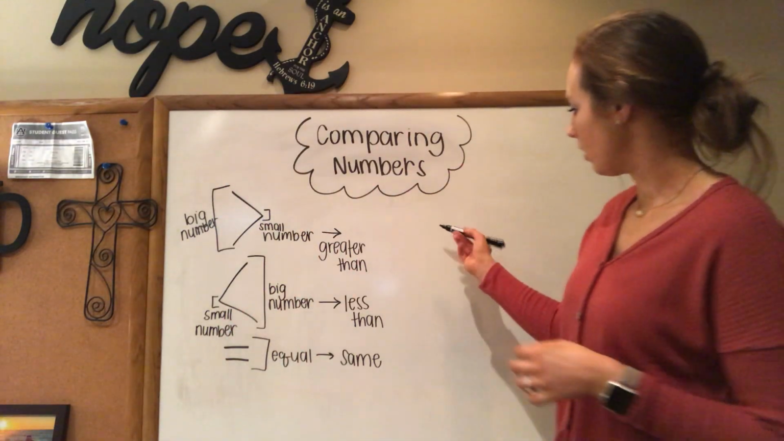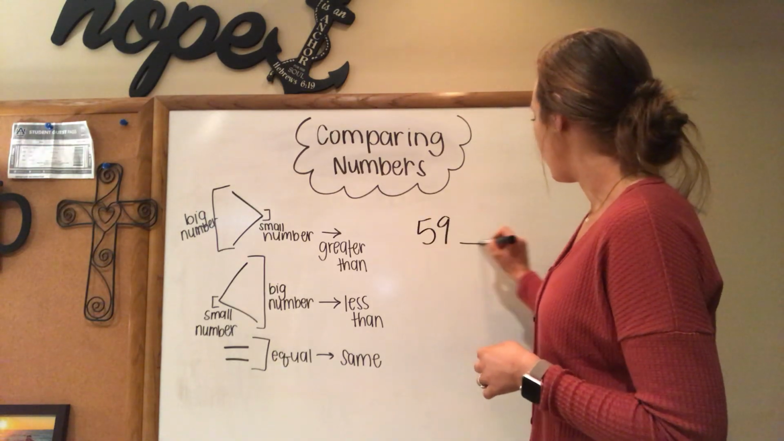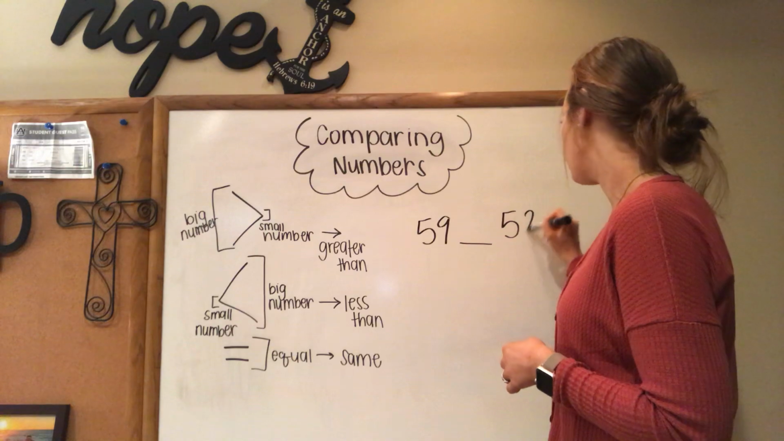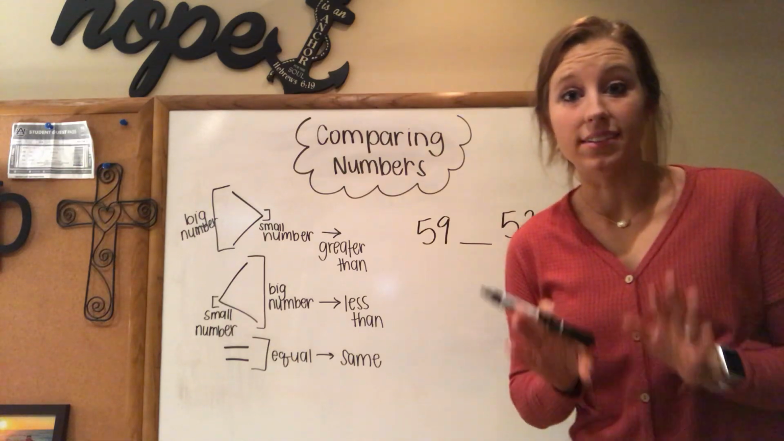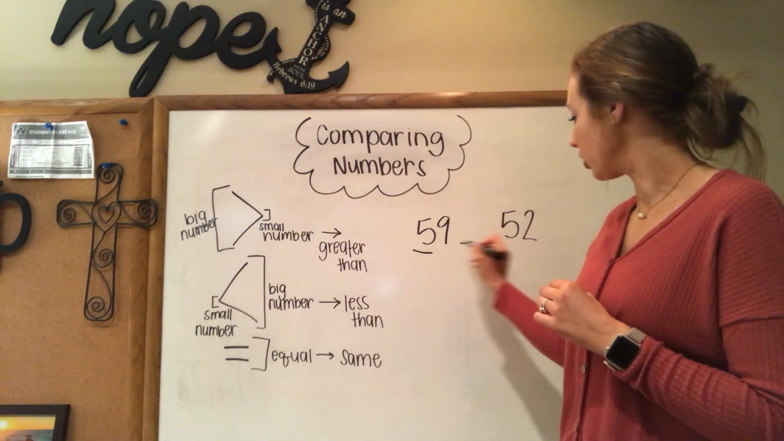So let's do another one. So here we're going to do 59 and 52. Ooh, this could get a little bit tricky, but don't let it trick you. So you're going to look at the tens place. You're going to draw it out.